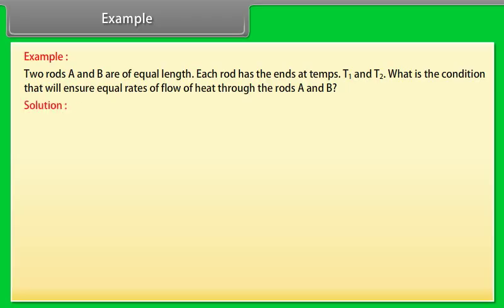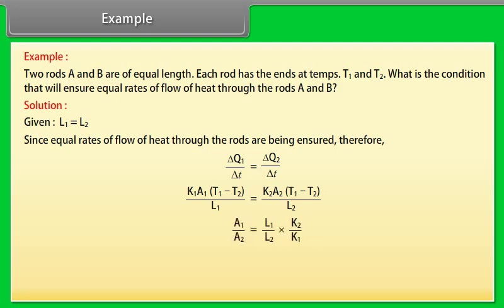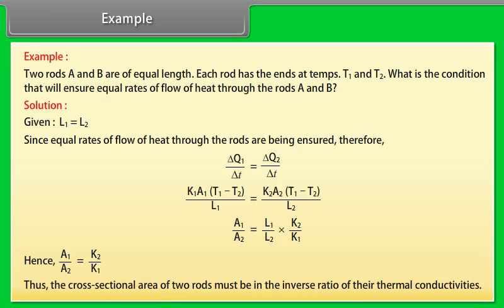Let's see the solution. Given L1 = L2. Since equal rates of flow of heat through the rods are being ensured, therefore ΔQ1/Δt = ΔQ2/Δt. On solving the expression, we get A1/A2 = (L1/L2) × (K2/K1). Hence, A1/A2 = K2/K1. Thus, the cross-sectional areas of the two rods must be in the inverse ratio of their thermal conductivities.